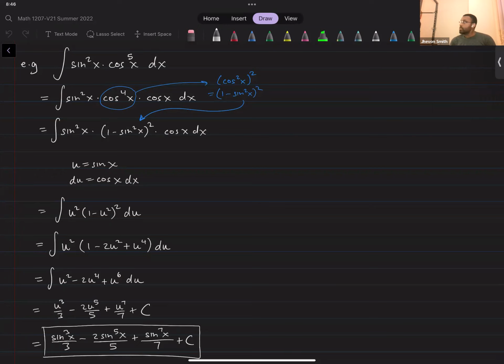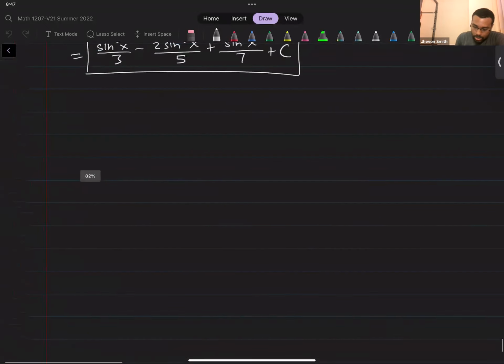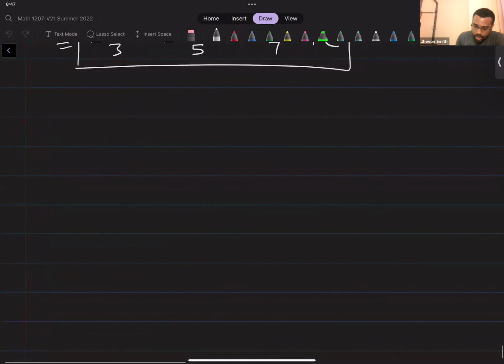Now the question is, what if both are odd? It turns out that you have a choice. You can save a factor of either one and then do the same strategy. But it turns out, computationally speaking, it's better to save one than the other. And the answer is you should save a factor of the smaller one. So let's actually deal with that.